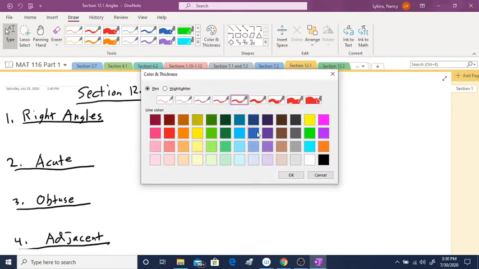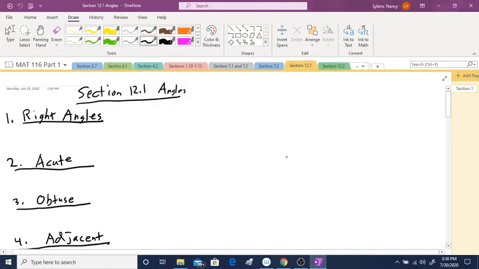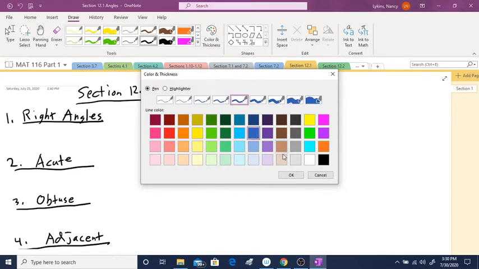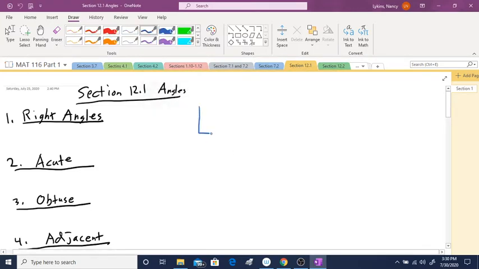Now, right angles. Right angles, they have that little window for the 90 degrees. And right angles, we also call them 90-degree angles.